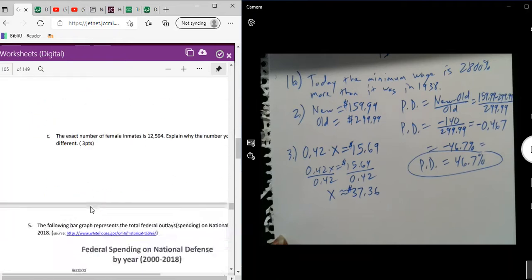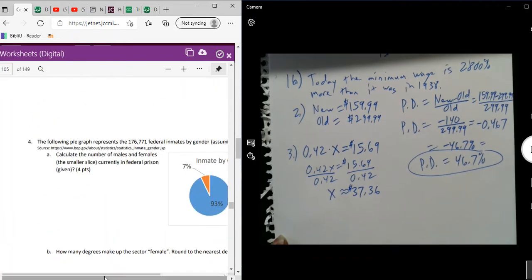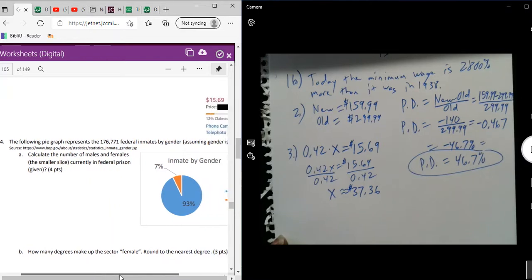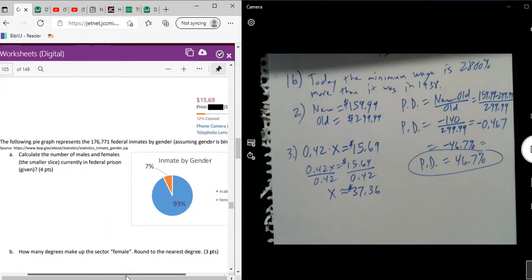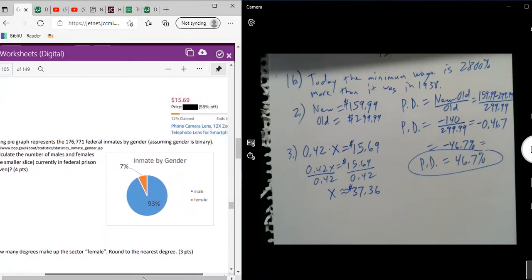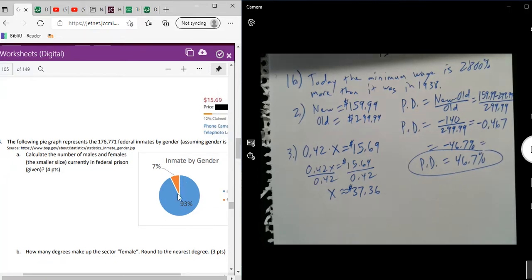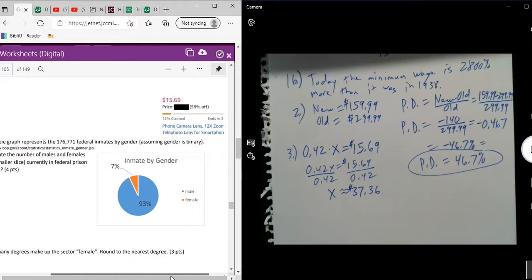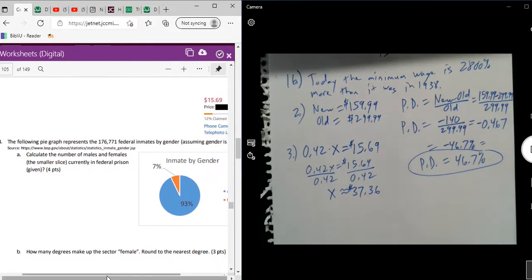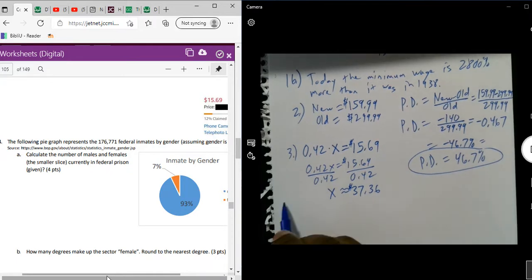number 4. Number 4 is actually broken up into 3 parts. It says the following pie graph represents the 176,771 federal inmates by gender, assuming gender is binary. It says calculate the number of males and females, the smaller slice, currently in federal prison. It's telling you that the smaller slice here is female, or you could look over here and see the color, which will match up to the gender. So we want to calculate the males and the females in the federal prison.